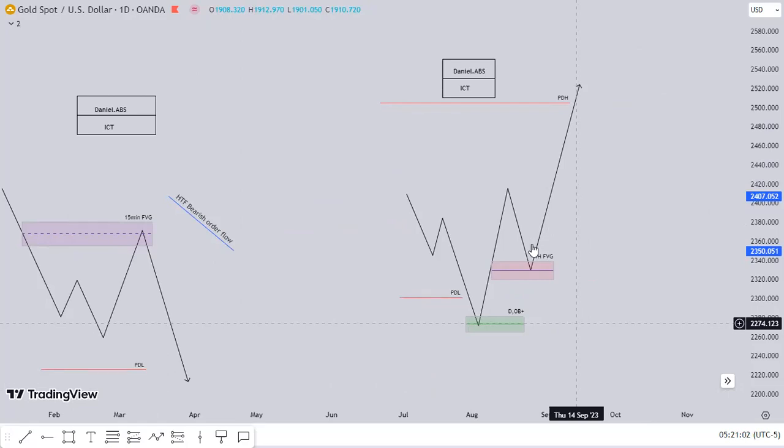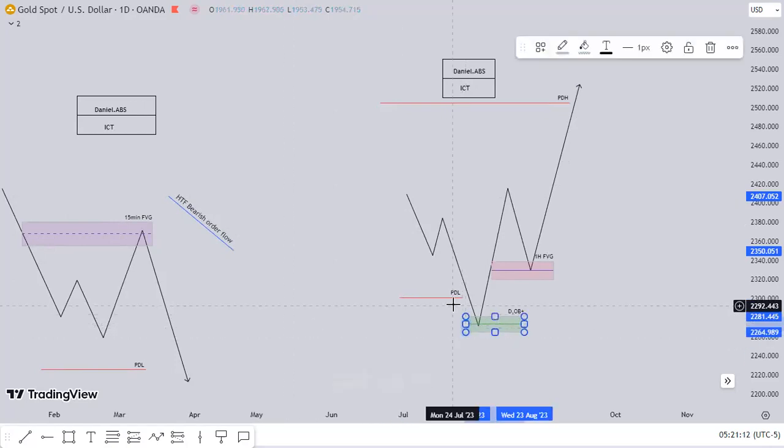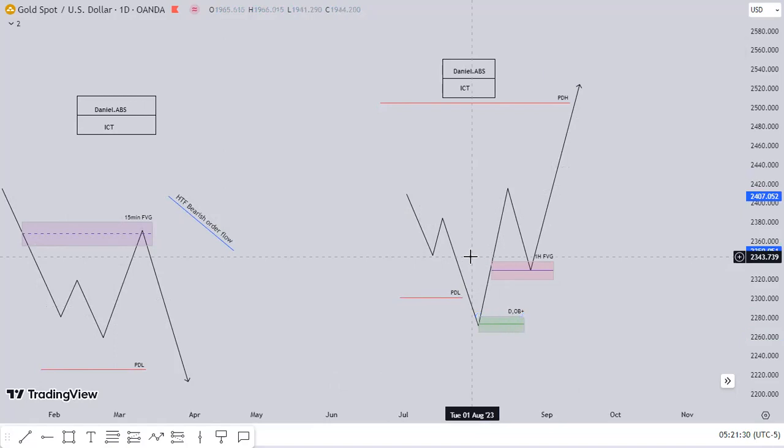Okay, so here we have the true MSS, the true market structure shift. Price goes down, takes the previous daily low or previous weekly low or a higher time frame liquidity pool. Then we have the MSS, as I explained to you in the last lesson.